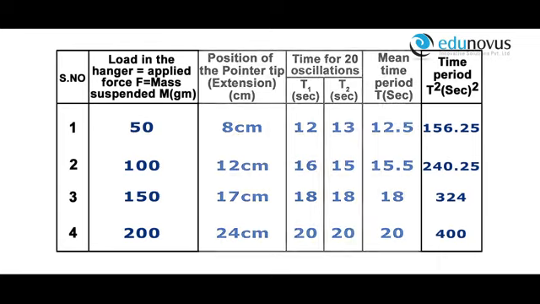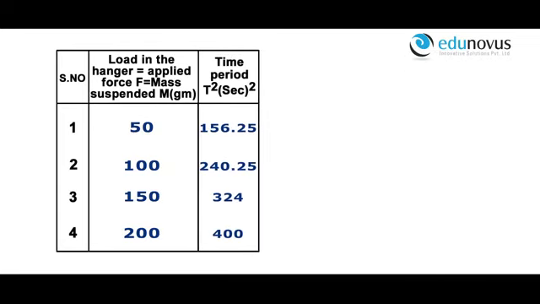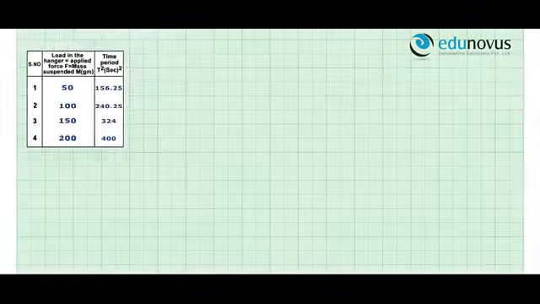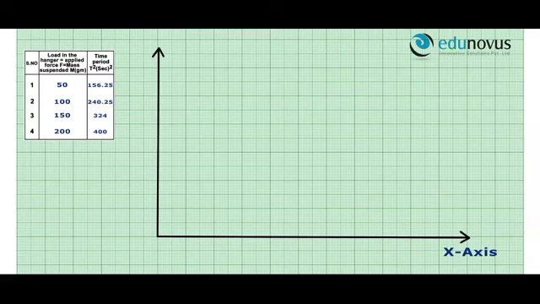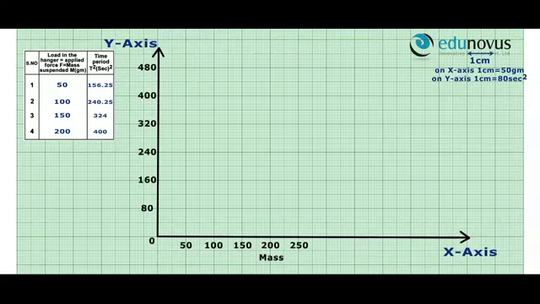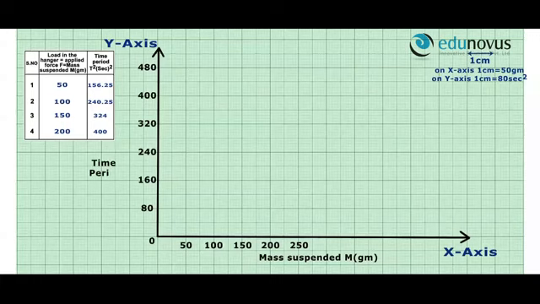Now, we plot a graph between mass suspended m and time period square T square. Consider mass m on the x-axis and time period square, which is T square, on the y-axis. The scale on the x-axis is 1 centimeter equal to 50 grams and on the y-axis, 1 centimeter is equal to 80 seconds square.